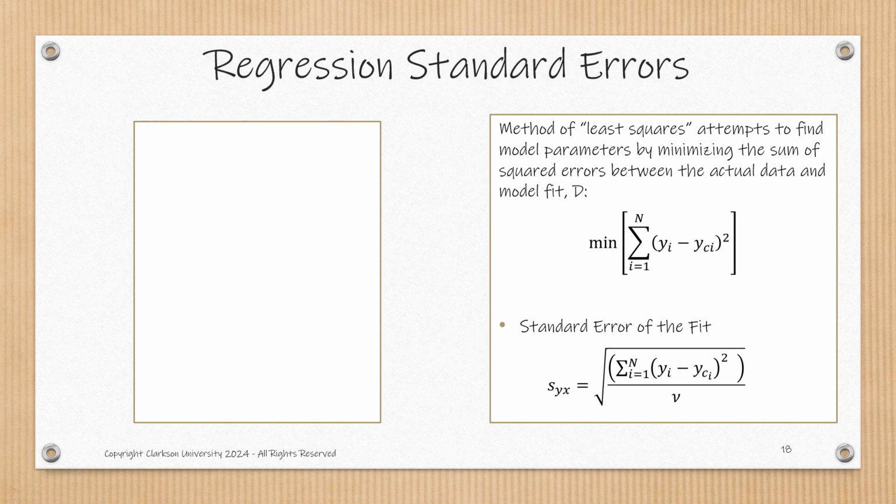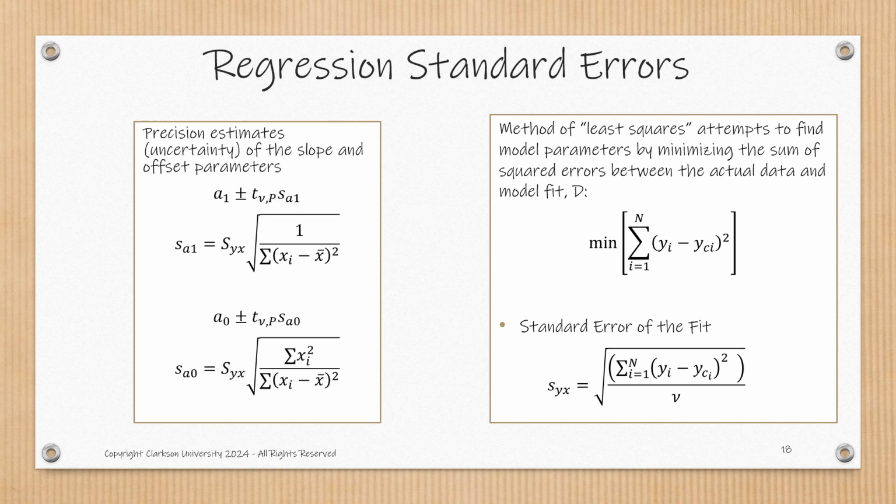We can develop similar standard errors for the slope and offset parameters, and these help us develop what are called precision estimates of the uncertainty of those parameters. So A1, the slope, is plus or minus Student's t times S sub A1, where S sub A1 is the standard error of the slope, defined as the standard error of the fit S_yx times the square root of 1 over the sum of (xi minus x bar) squared.